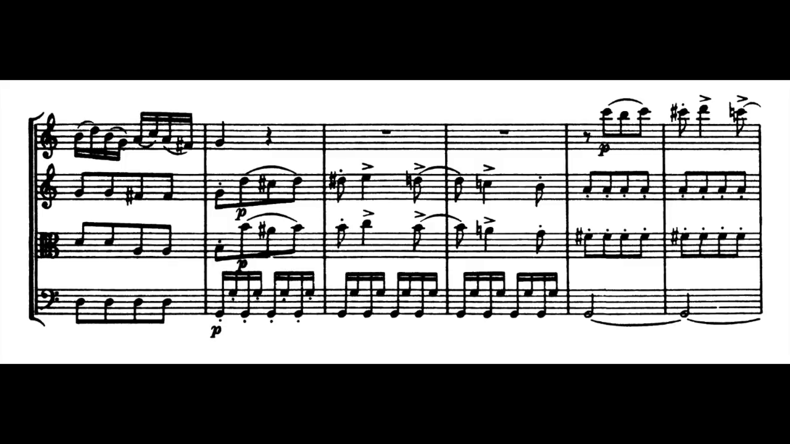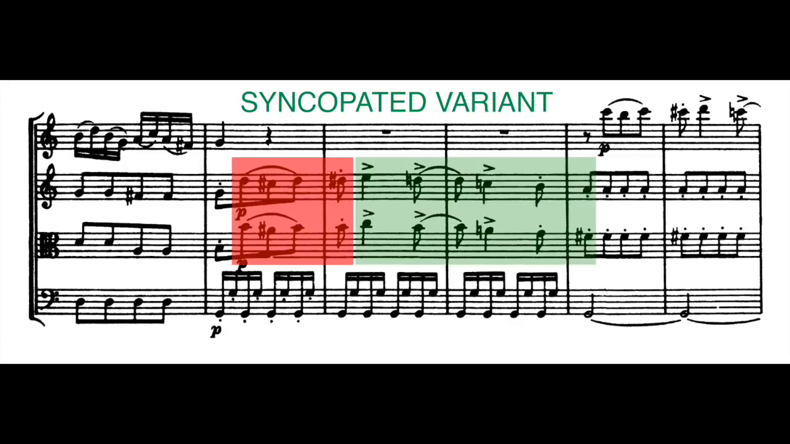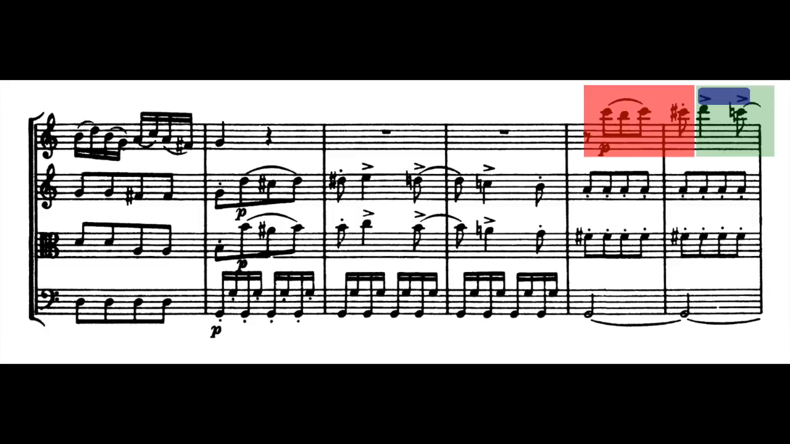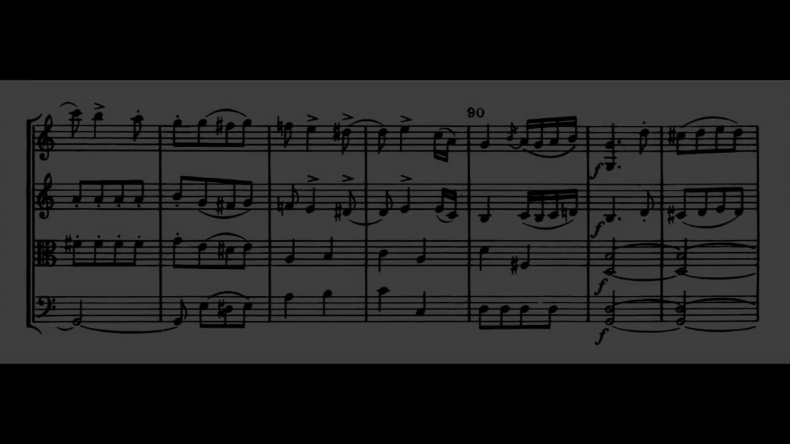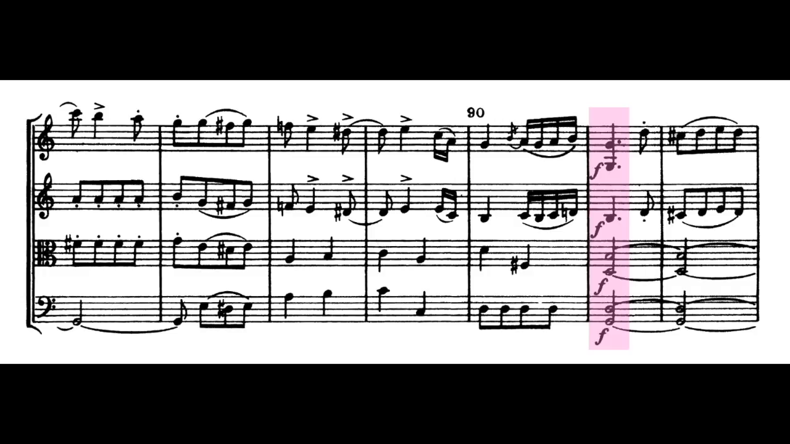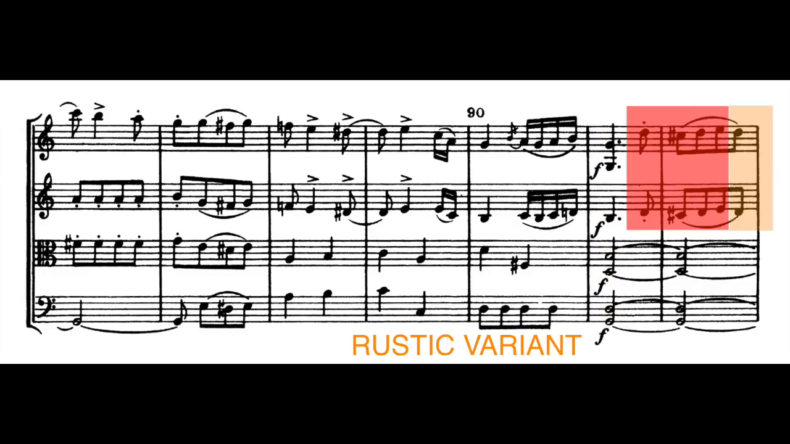The exposition section concludes with the final 2 variants. First, the third syncopated variant alternates between the middle instruments and first violin, with accents on the syncopated notes. This leads to the sudden, loud, fully voiced entrance of the final closing theme, the fourth rustic variant.